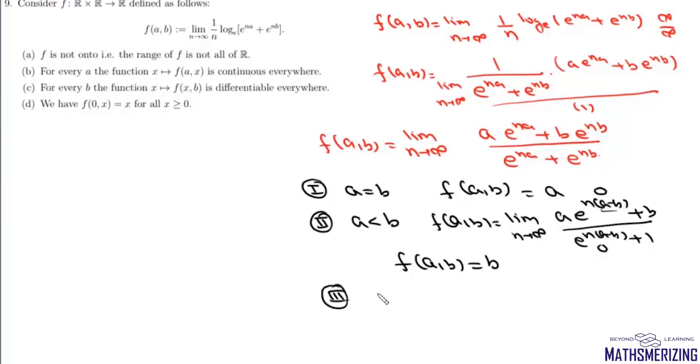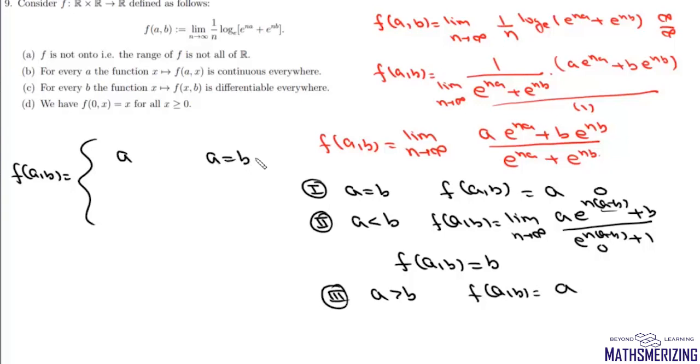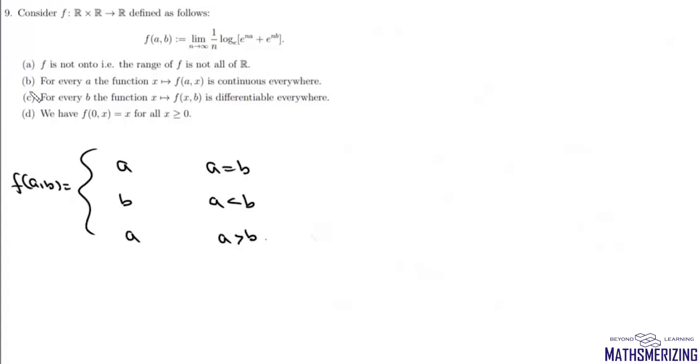And the third case, when a is greater than b: here we need to divide by e^(na), then we'll get this function as a. So we can write this function f(a,b) as a when a is equal to b, b when a is less than b, and a when a is greater than b. Now for each of these 4 statements we'll need to decide whether they are true or false.